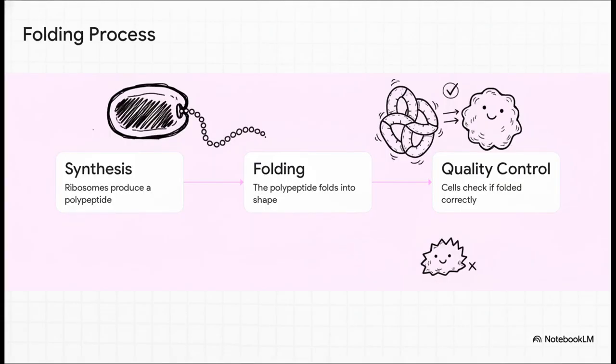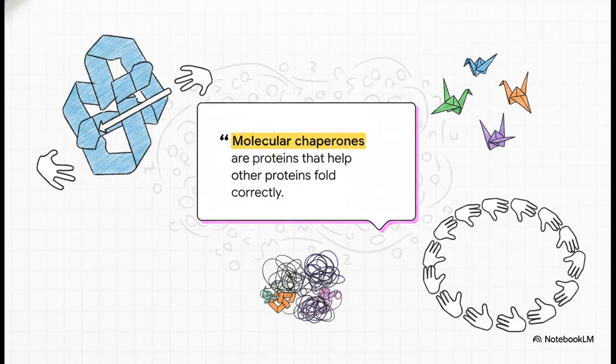Chronologically, this all plays out in a really precise 3-step life cycle. It kicks off with synthesis, where cellular factories called ribosomes pump out that linear chain of amino acids. Then, the magic happens. It twists and bends into its functional shape during the folding process. But before it can go to work, the cell runs a strict quality control check to make absolutely sure every single fold is perfect.